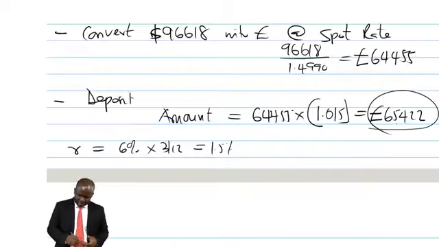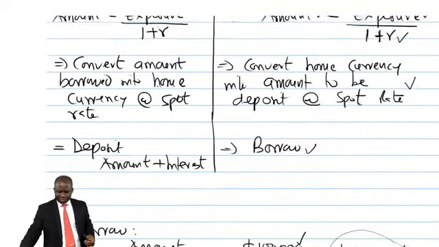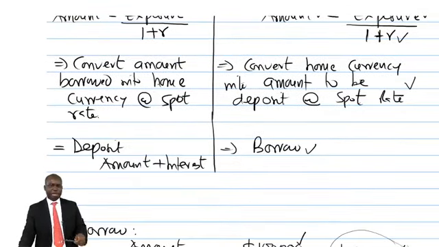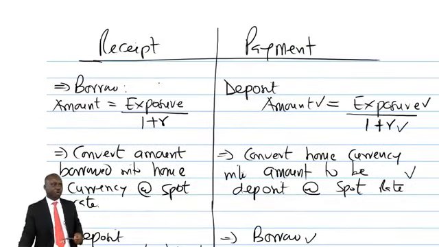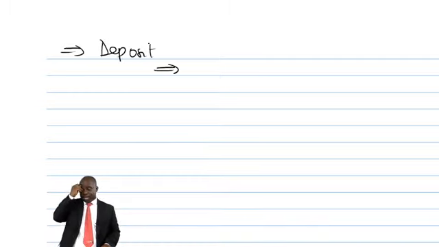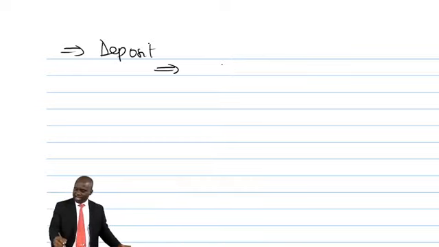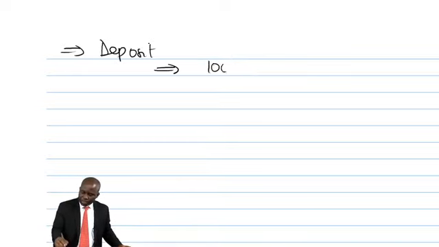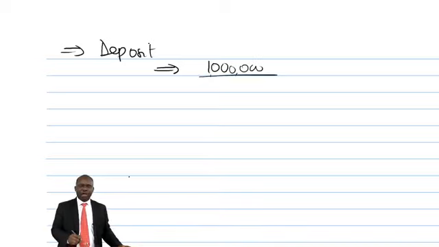Okay, so let's go there. That's why I've done them straightforward. Deposit, convert, and borrow if it is involving payment. So I will say first, I would have to deposit. How much am I supposed to deposit? The amount I'm going to deposit is the exposure, which is the 1 million, divided by 1 plus R.